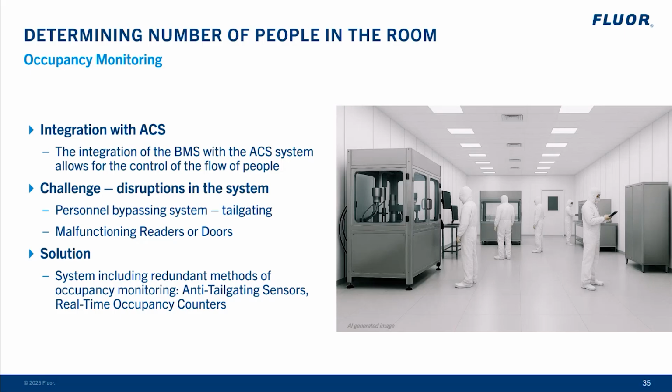To address this, redundant monitoring methods can be employed. Anti-tailgating sensors detect unauthorized entries, while real-time occupancy counters using infrared or camera-based systems provide continuous tracking. These technologies ensure reliable occupancy data, enabling smarter ventilation control and maintaining cleanroom integrity under dynamic conditions.